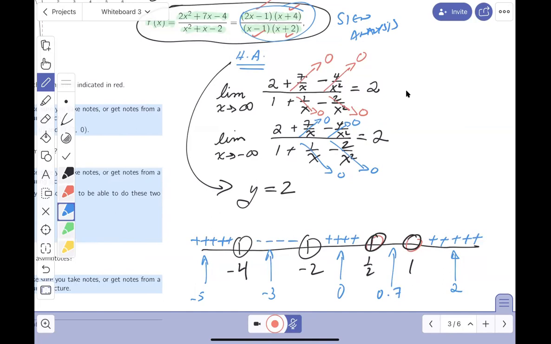All right, let's do 0.7. What do you get on top? Well, 1.4 minus 1 is positive. 0.7 plus 4 is positive. It's positive on top. On bottom, it's negative. Overall, it's negative. All right.